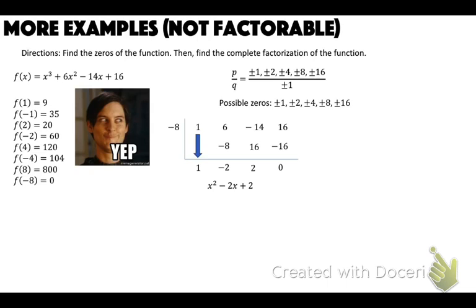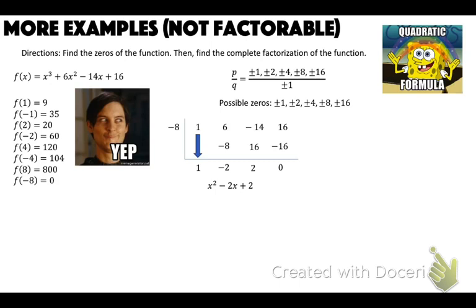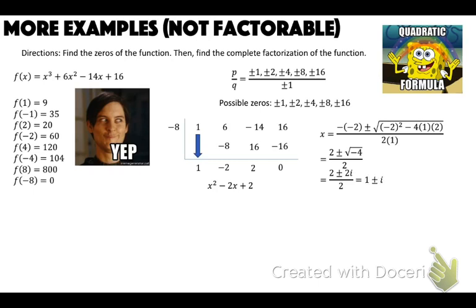Now this cannot be factored, which means I have to use the quadratic formula again. So this is going to be x equals negative of negative 2, plus or minus the square root of negative 2 squared minus 4 times 1 times 2, all over 2 times 1, which is going to be 2 plus or minus the square root of negative 4 over 2, and the square root of negative 4 is 2i. Then 2 divides into both of that, leaving us 1 plus or minus i. So our zeros are x equals negative 8, 1 plus i, and 1 minus i.